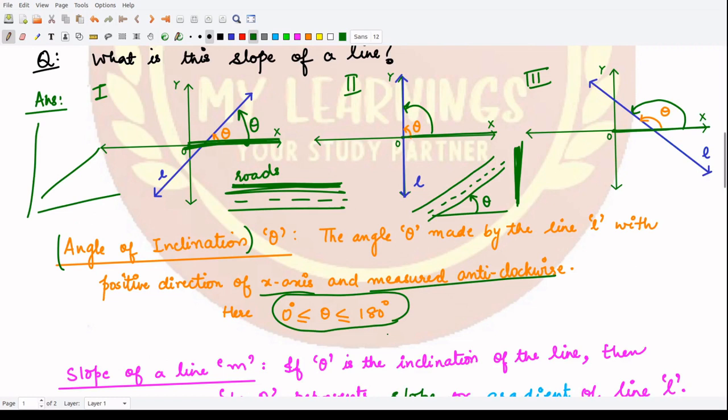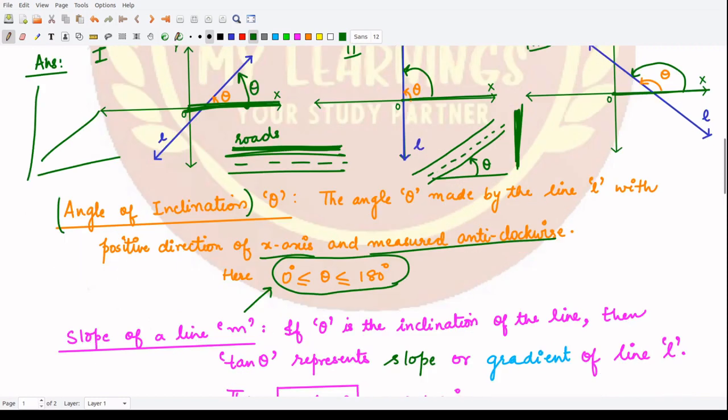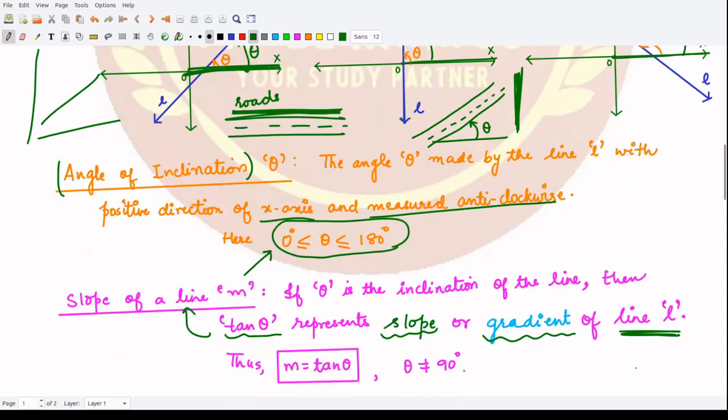So we now define the slope of a line using this angle theta. How much is the inclination? When you calculate tan theta of it, we call that the slope of a line, correct? This is known as the slope or the gradient of line L. So what is the slope? m is tan theta, and theta should not be equal to 90 degrees. Now this thing you should keep in mind, why we cannot skip this.